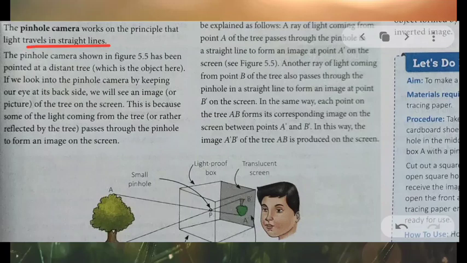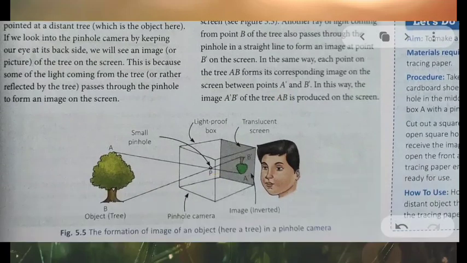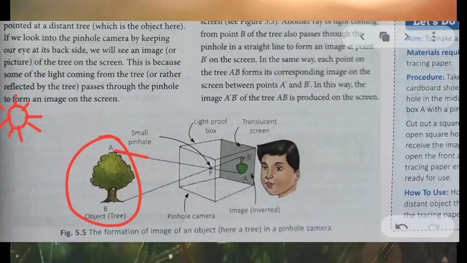If we look into the pinhole by keeping our eye at the backside, we can see the image of the tree on the screen. This is because some of the light coming from the tree passes through the pinhole to form an image on the screen. Let us see what is the case here. Here you can see an object, a tree. Suppose a source of light, the sun, is there. The sun gives light rays to this tree, and these light rays are reflected by the tree. Suppose from the top of the tree the light ray enters a hole. Here a hole is there, known as the pinhole, named P.